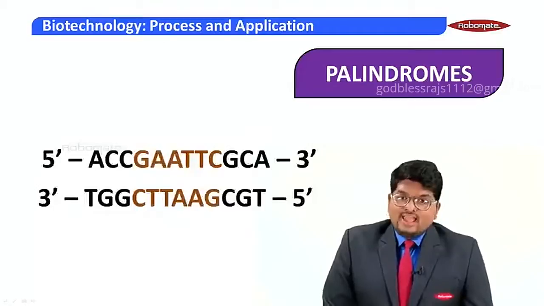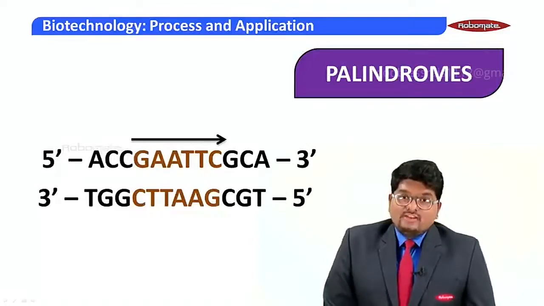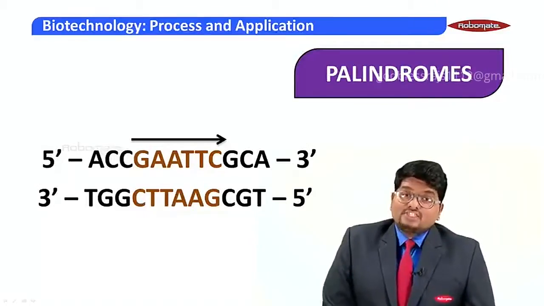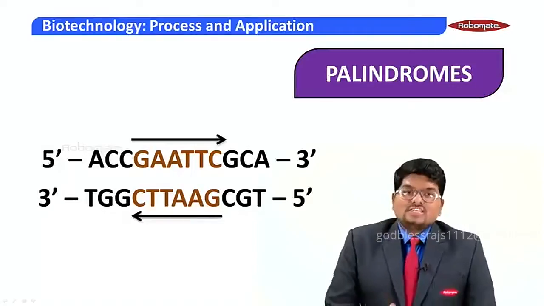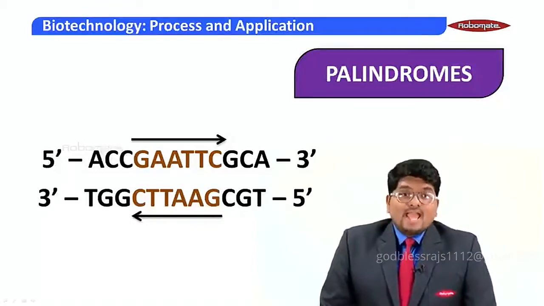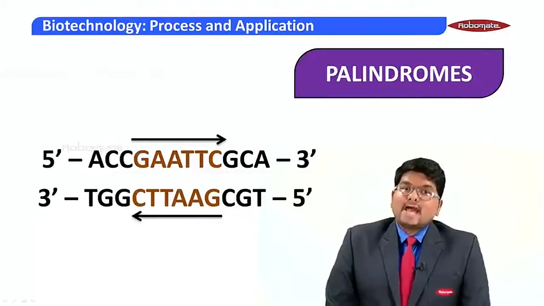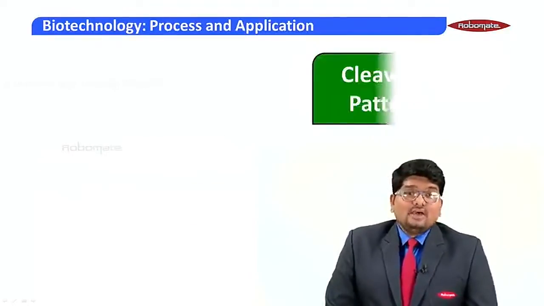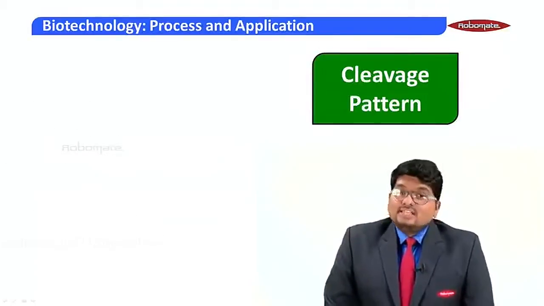So here I have a DNA molecule, and this GAATTC nucleotide sequence, when read in the 5' to 3' direction on both the strands, reads the same. So this is a palindrome, and our recognition sequences or restriction sites are palindromic in nature. Now let us move ahead and take a look at cleavage pattern. Now what is a cleavage pattern?